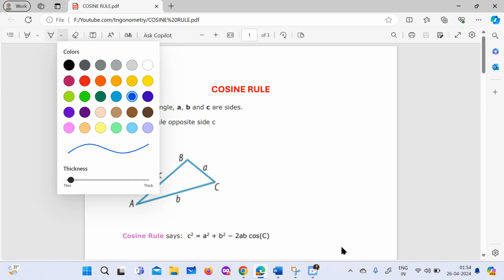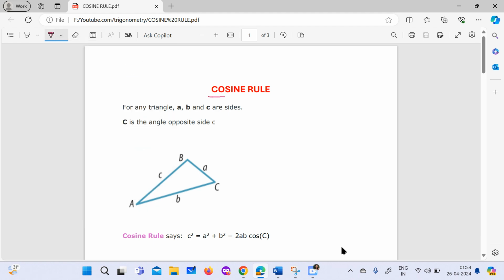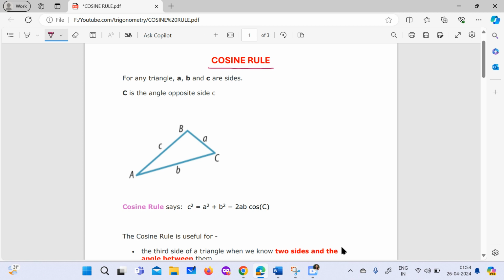In today's session, we are going to study about cosine rule. So, in the previous session, we did sine rule, and here we are going to do cosine rule. Okay, now let's see what is cosine rule. Before we start cosine rule, we must know the labeling of the triangle. It is same as sine rule, but I will give you a recap.